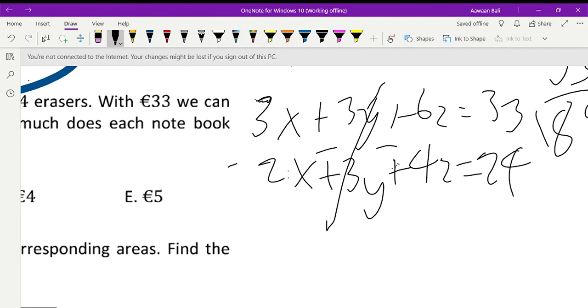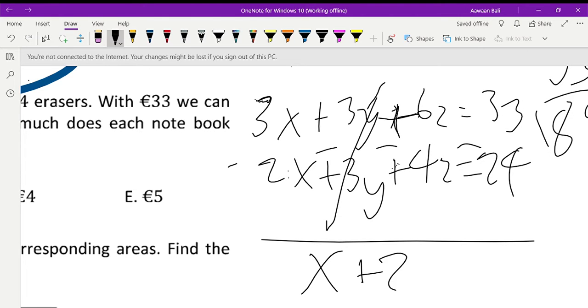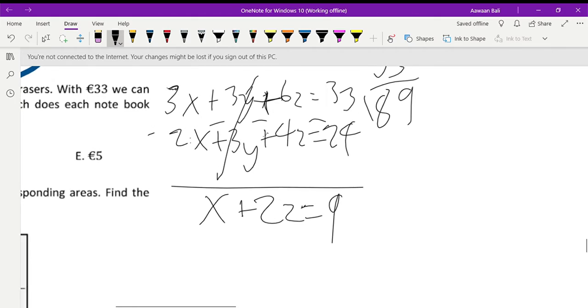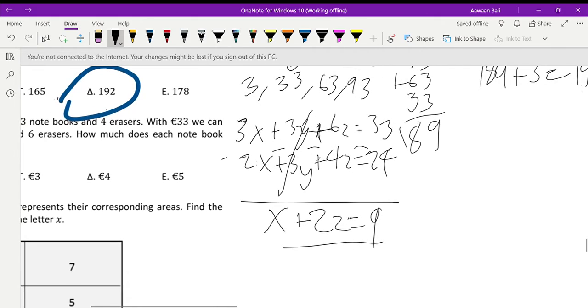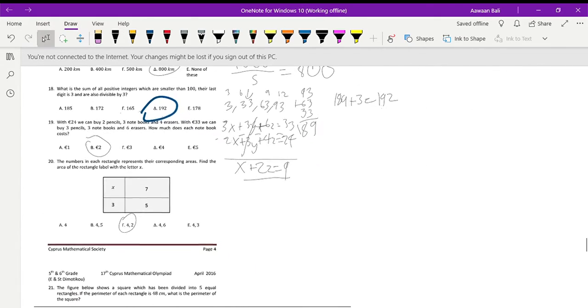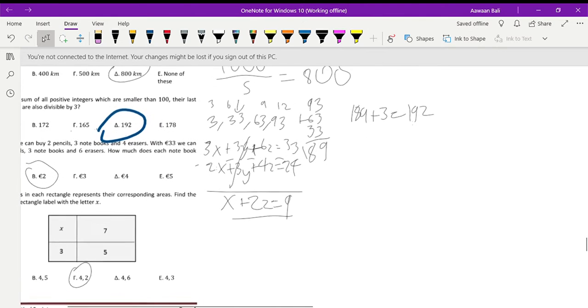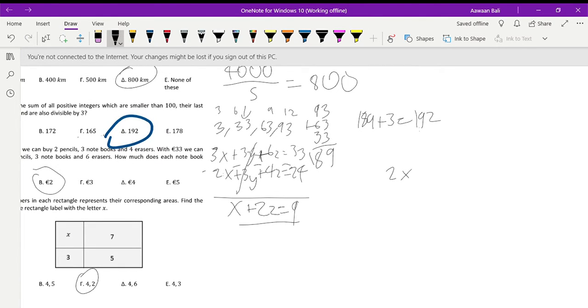Now basically the cancel is 0, so we don't have to focus on that. Now we just have to do the rest. So 3x minus 2x is x. 6z minus 4z is 2z. So x plus 2z. And now 33 minus 24 is 9. So x plus 2z is equal to 9. So this is another equation that we're going to use to substitute. To make it easier for us, we can just go with the smaller equation.